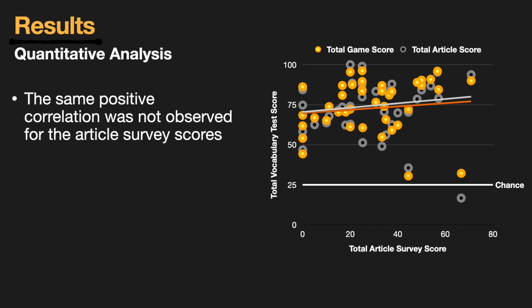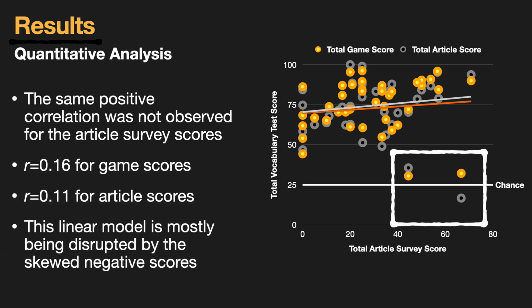Although the same correlation was not observed between the article survey scores, the weak correlations are being highly influenced by the scores causing the negative skewness in the data distribution. It may therefore be assumed that performance on the article surveys is also tentatively predictive of performance on the vocabulary tests.